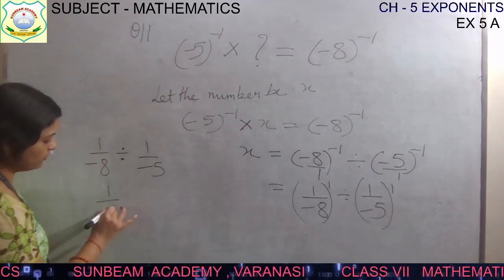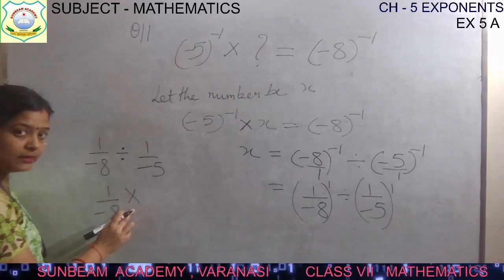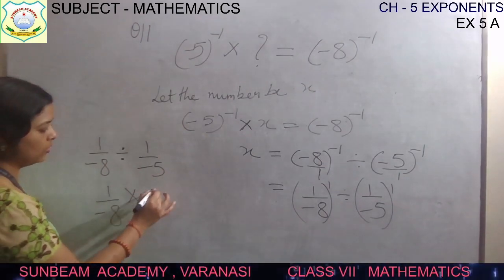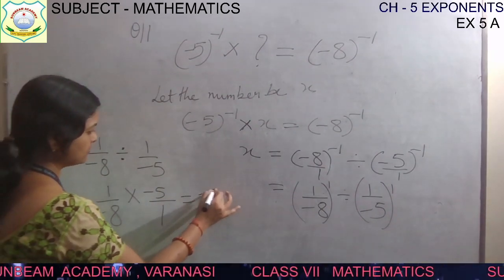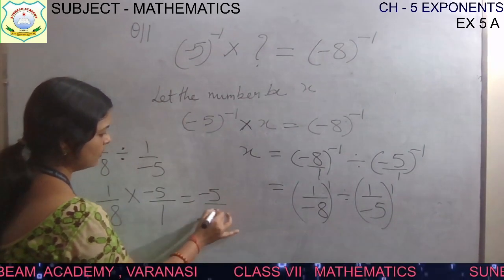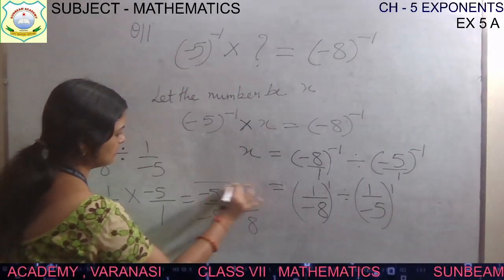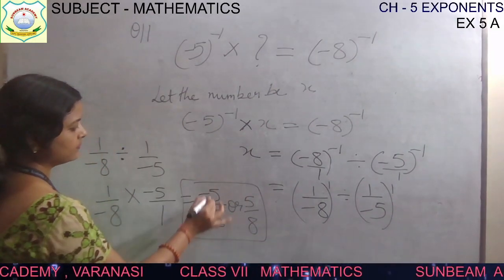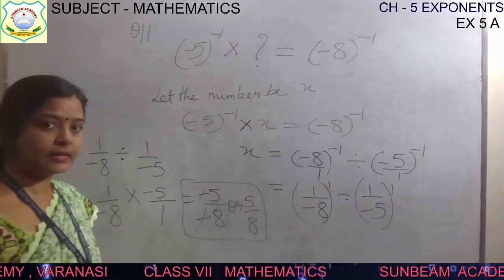So keep the first rational number as it is. Divide will change into multiply and the reciprocal of this one. So the answer is minus 5 by minus 8, or 5 by 8. This is the answer, children, because minus and minus will get cancelled.